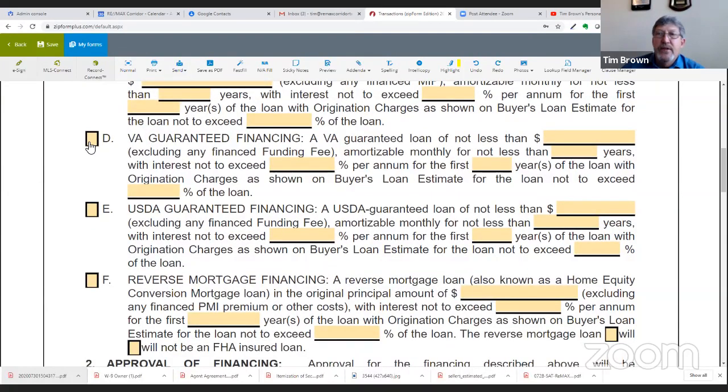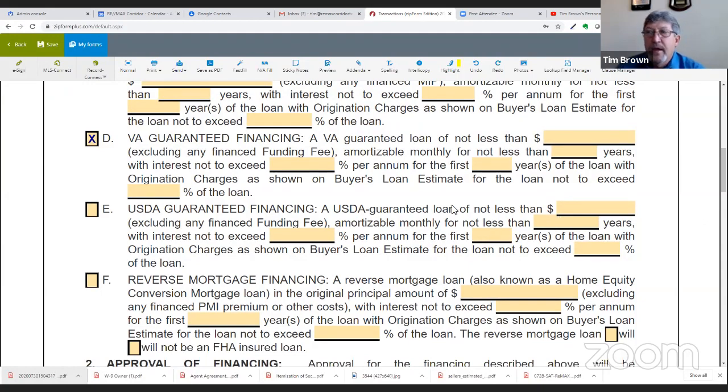Subparagraph D, VA guaranteed financing, very popular in our area with all of our veterans and active duty military. Same numbers, a guaranteed loan of not less than X. Generally, with the VA, you don't put any money down. So on page 1 of the 1 to 4, it's going to have the block there in paragraph 3, checked amount financed. That's going to be the sales price of the home. So it's $283,000.